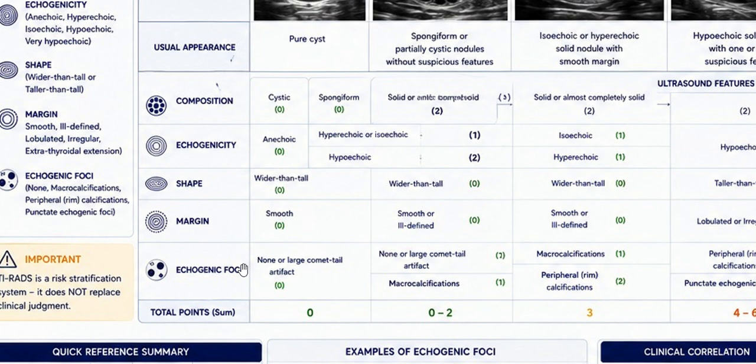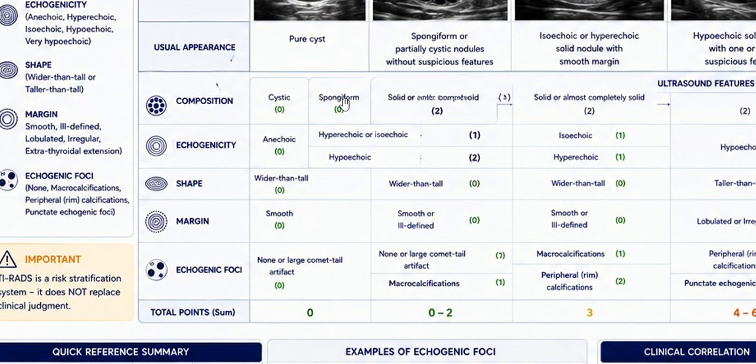So what you do is this: when you come to the composition, these are the compositions all the way up to here. These are the echogenicity all the way up to here. These are the shapes all the way up to here. These are the margins all the way up to here. These are the echogenic foci all the way up to here. So what you're going to do is you check against every factor. So the mass, let's check it.